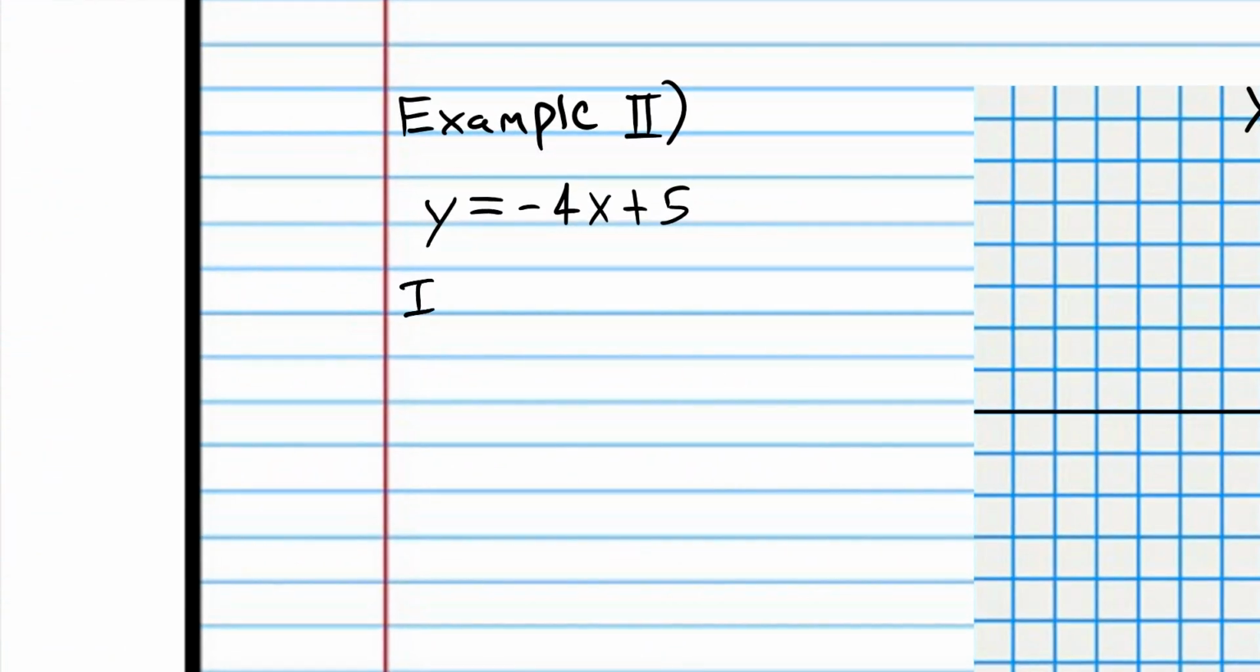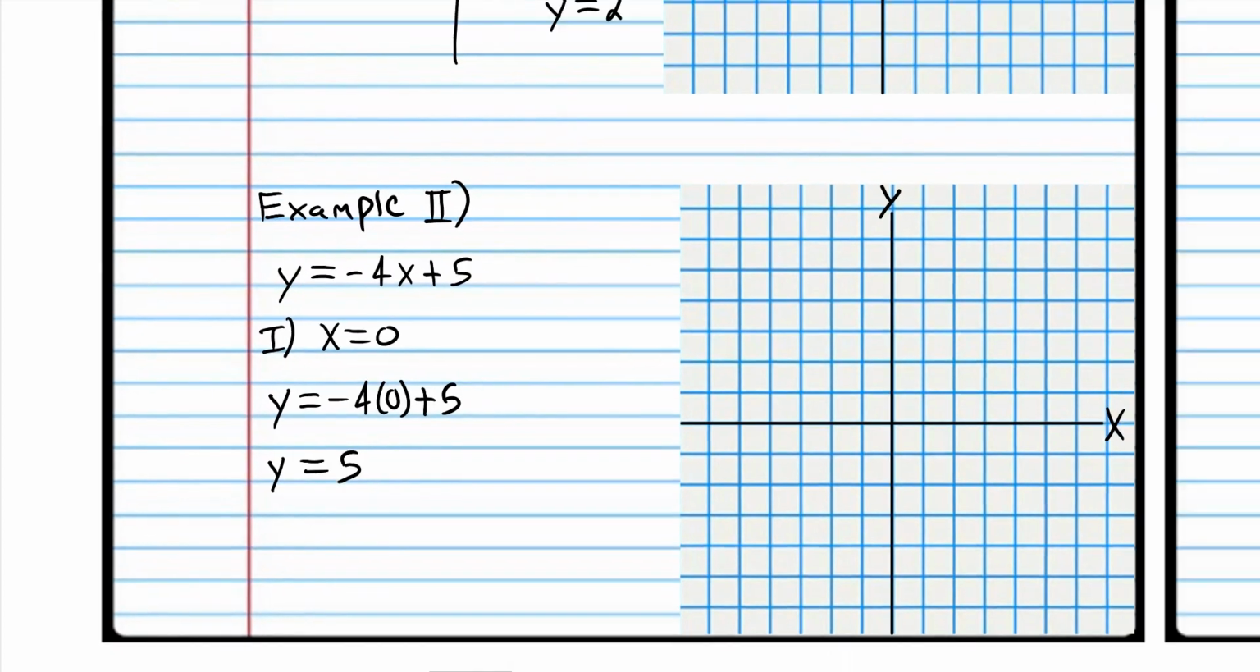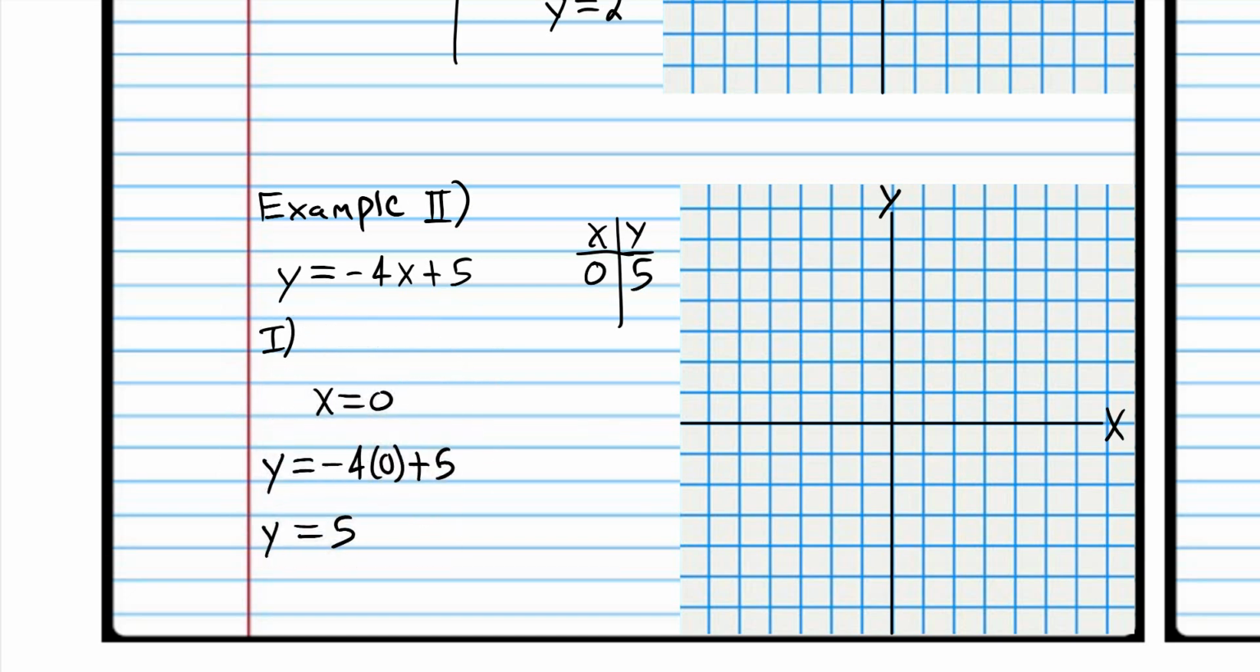So step 1, I'm going to let x equal 0. And so we get negative 4 times 0 plus 5, and y is equal to 5. So that's the y-intercept. So making a table up here, we have 0, 5, and I forgot to label what we were doing there. So that was finding the x-intercept.